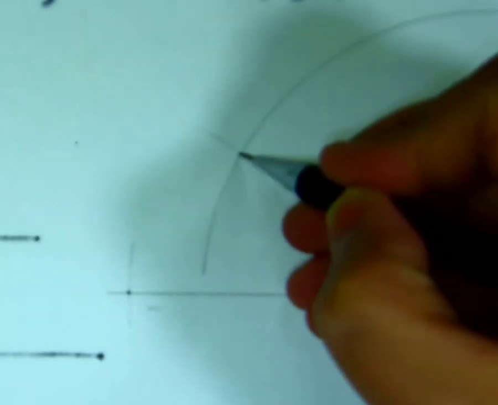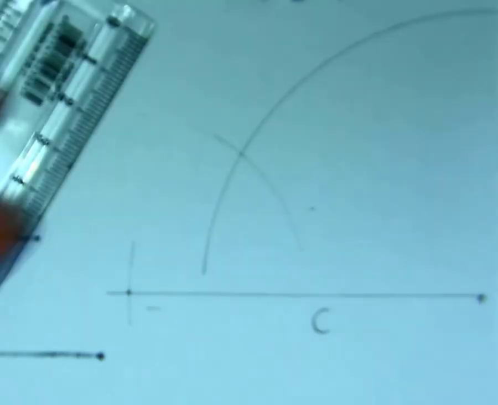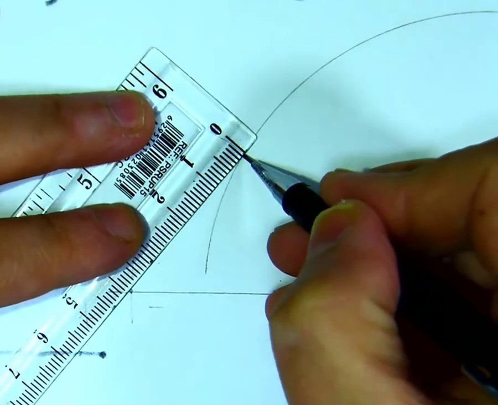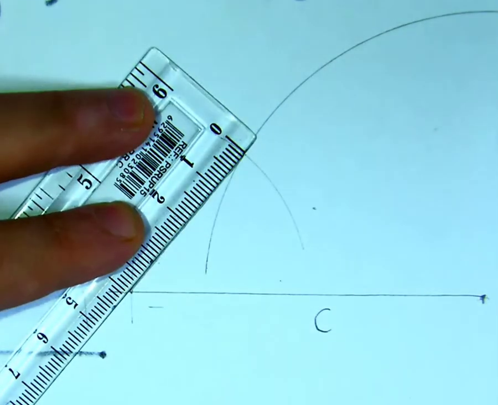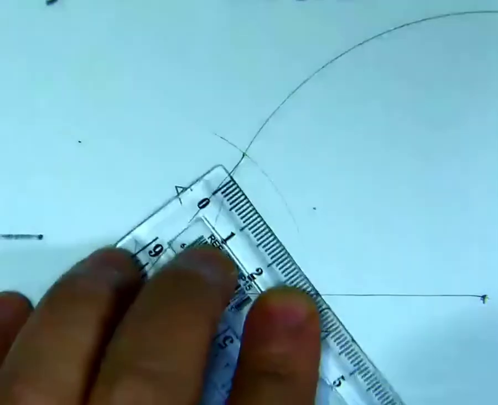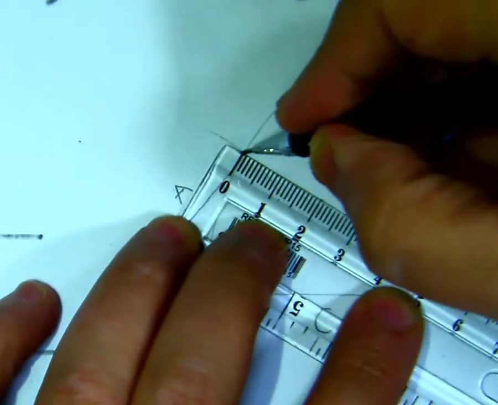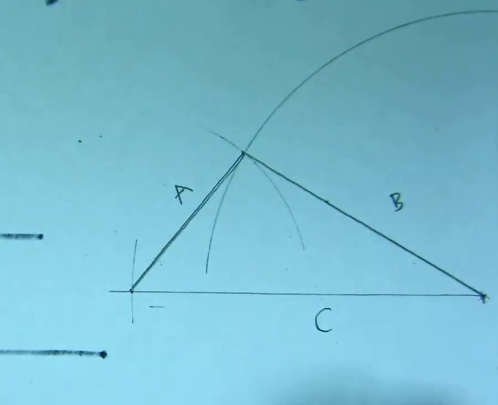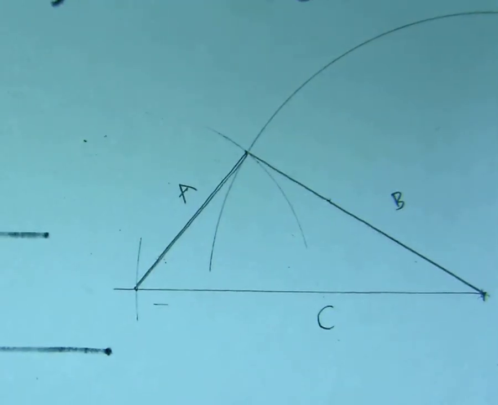Now this intersection we need to connect. One to this side, and this is the line A, and we will connect it to the other side, and this is B. So yes, this is A, this is B, and this is C. This task has been done.